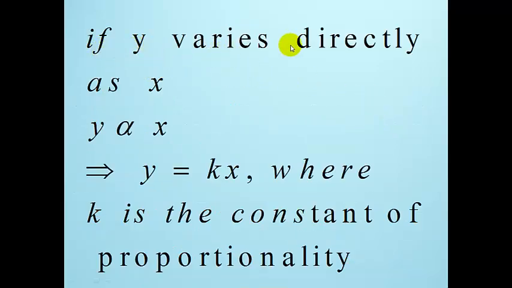Now, if y varies directly as x, mathematically we have y ∝ x, where this is the variation sign. This implies that y is equal to kx, where k is the constant of proportionality. So when we introduce our constant of proportionality, the variation sign changes to equal to. And so if y varies directly as x, then y is equal to kx, where k is the constant of proportionality.